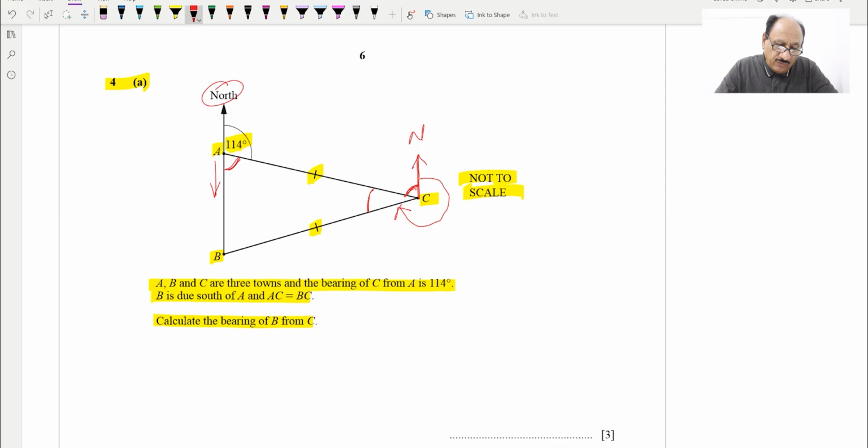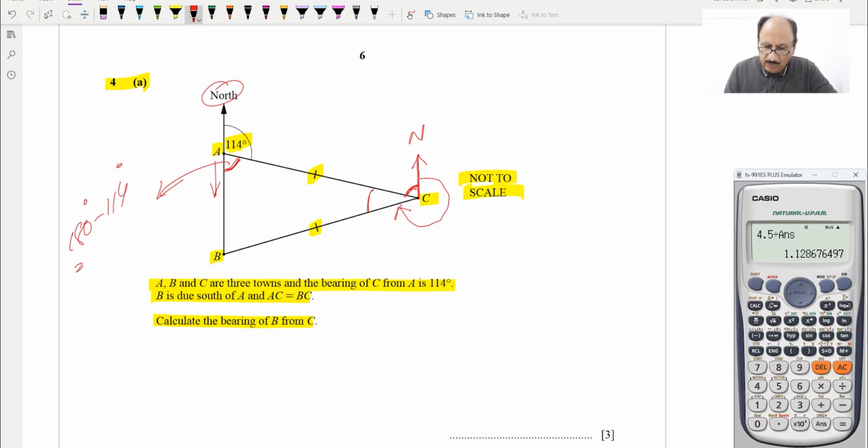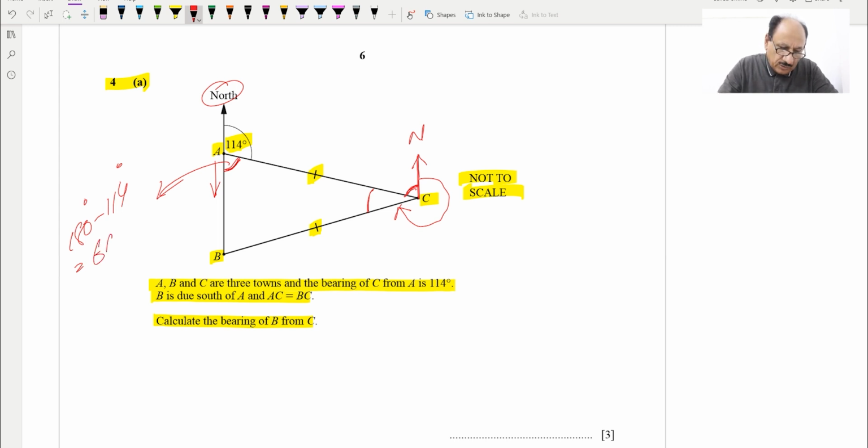So first of all, we will be calculating this BAC angle, and this one we can calculate as 180 minus 114 degrees, and this will be equal to 180 minus 114, and this is 66. So this angle is 66. It means this angle is also 66.